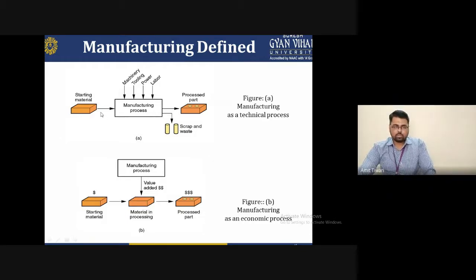So figure A shows the technical process, and figure B shows the economic process, in which all the processes are the same, but value is added to the material during processing. In the first figure, the manufacturing process has four elements, and in the economic case we add the value-added money to the material in processing, and then you earn money with the help of manufacturing any product.